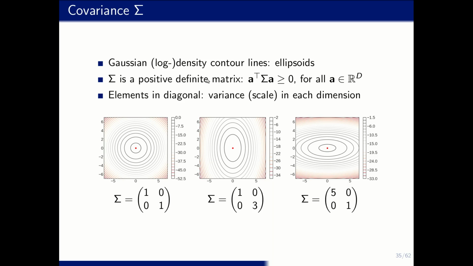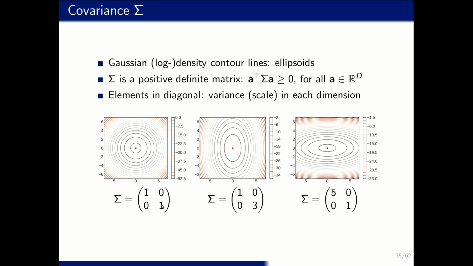Now if we keep the mean fixed at (0, 0) and play with the covariance matrix, we observe the following phenomenon. The elements on the diagonal scale the variance in each dimension. If we have only zeros in the off-diagonals and play with the diagonal elements, here is the Gaussian where the covariance is the unit matrix, so only ones on the diagonal. And we see that the equi-density lines are essentially circles around the mean.